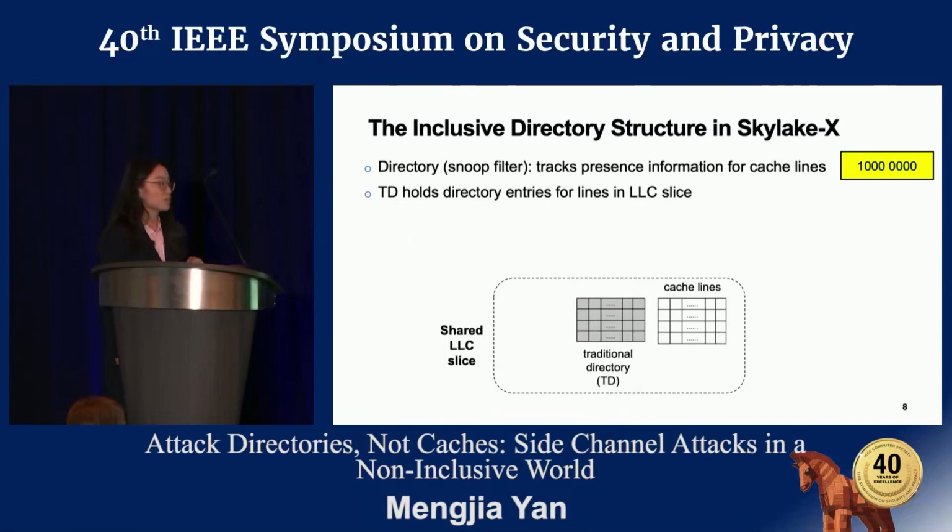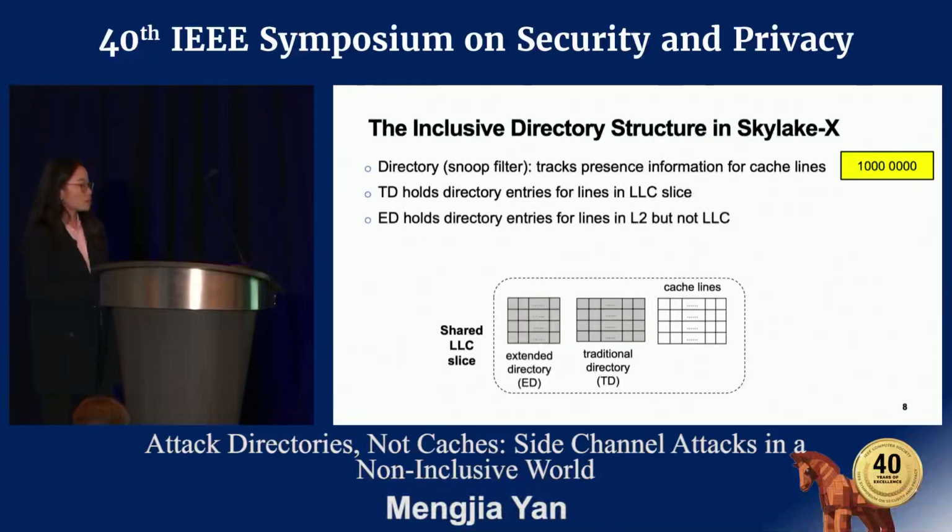The first one is called the traditional directory, TD for short. This traditional directory holds directory entries for all the cache lines in that particular slice. So it is a one-to-one mapping of the cache line array and the traditional directory. The traditional directory has the same number of sets and ways as the cache line arrays. There's another structure called the extended directory. This is the directory that holds the directory entries for all the cache lines in the L2, but not in the LLC.